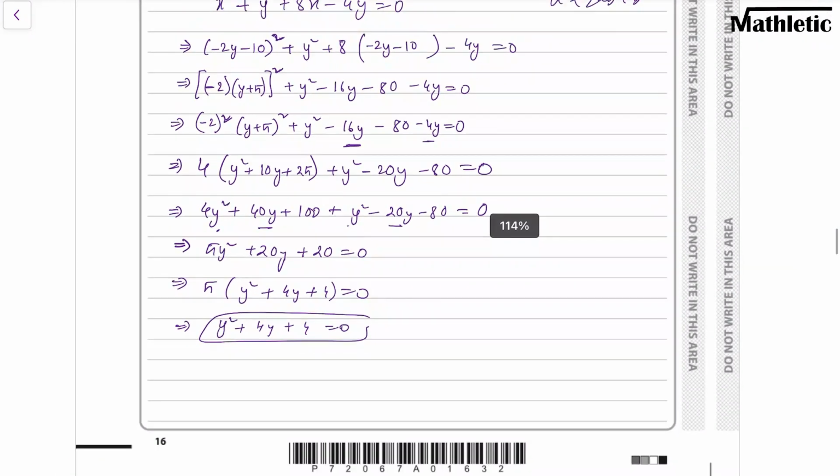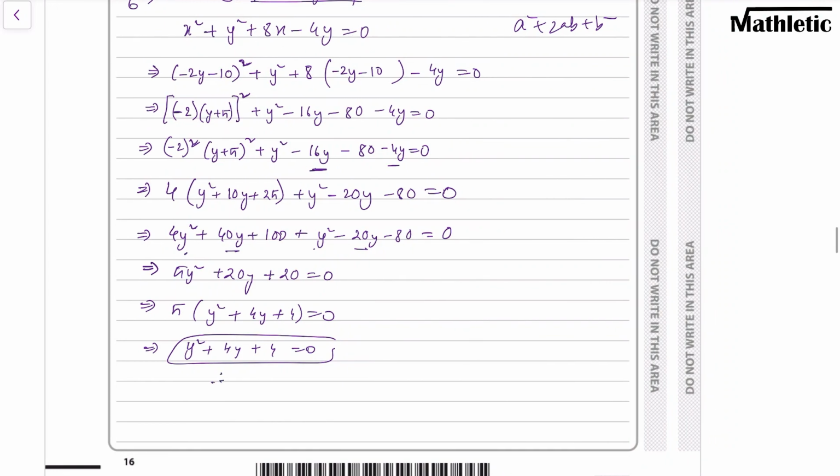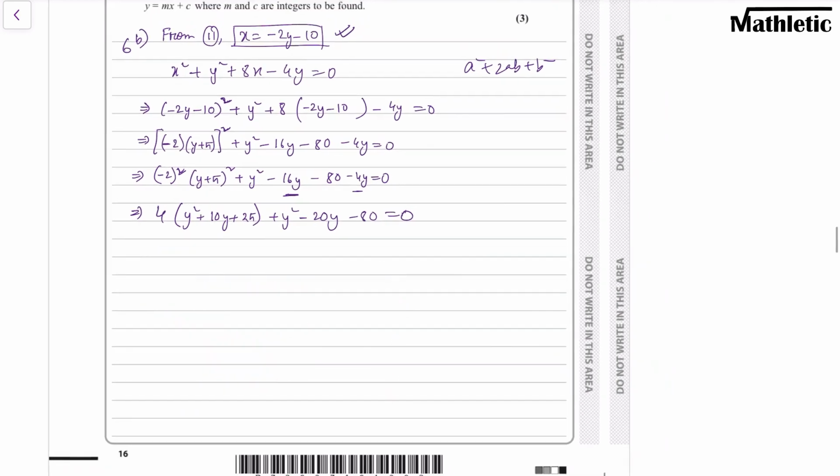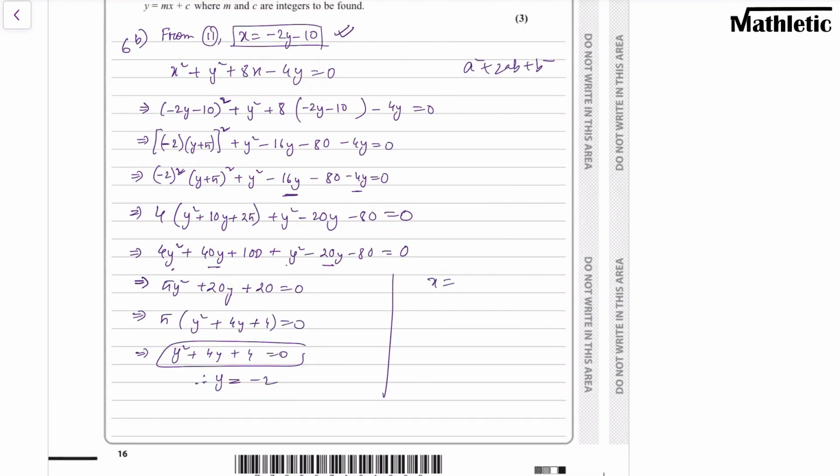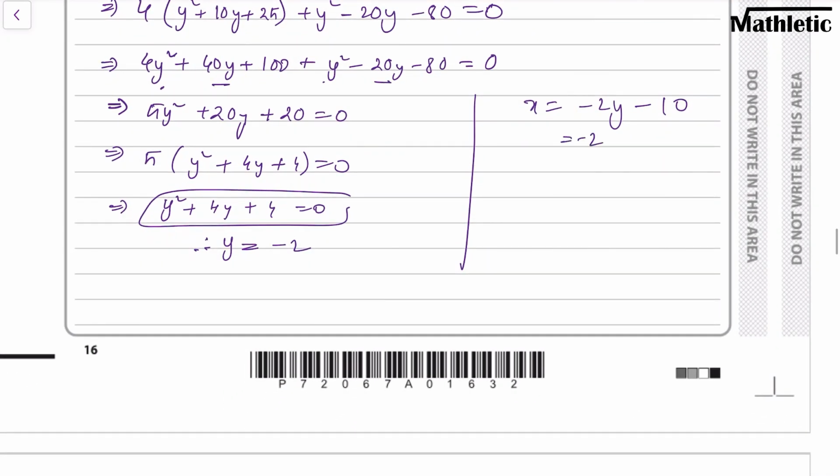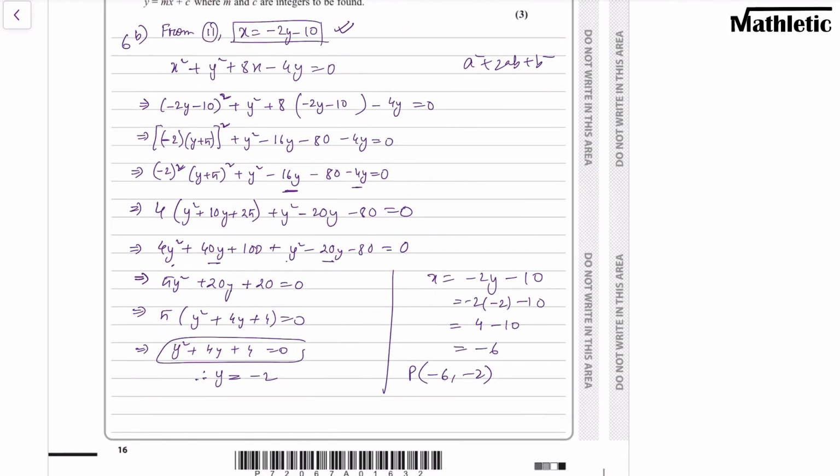So from this expression, y is actually minus 2. And when you substitute that into the expression of x, x is minus 2y minus 10, x is minus 6. So the point P has a coordinate of minus 6, minus 2. The x coordinate is minus 6, the y coordinate is minus 2. So this is 6b.